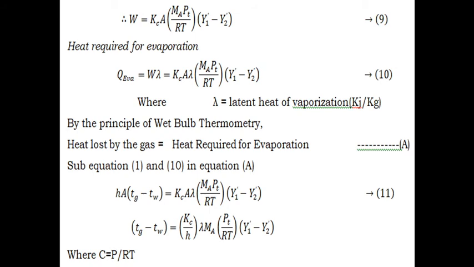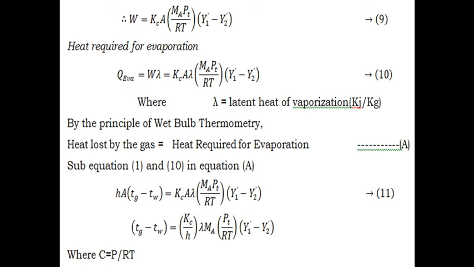By the principle of wet bulb thermometry, heat loss by the gas is equal to heat required for evaporation. So we substitute equations 1 and 10 in equation A. What is equation A? This is the principle of wet bulb thermometry: heat loss by the gas, the first expression, equals heat required for evaporation, the 10th expression. Substituting, h A into (Tg minus Tw) is equal to Kc A into lambda MAPT by RT into (y1' minus y2'). So from that, Tg minus Tw is equal to Kc.